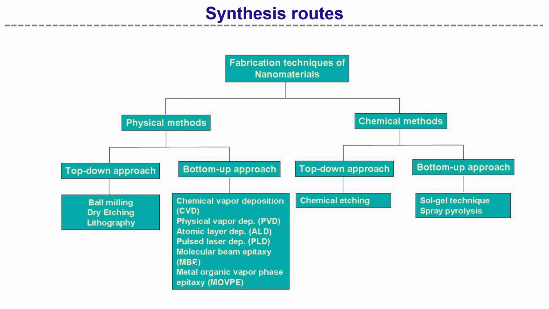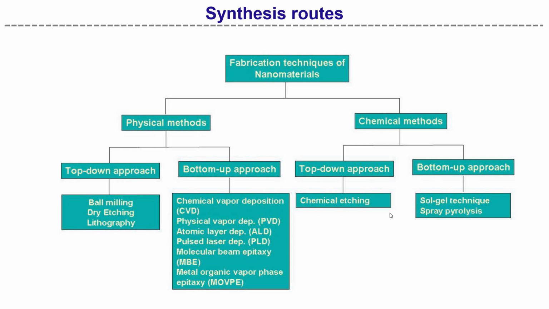Out of all these methods, we are going to focus on one method from the top-down approach, which is ball mill, and one method from the bottom-up approach, which is chemical vapor deposition. Now we will switch to the next title, which is the chemical method, under which also we have two approaches. One is the top-down approach and the other is the bottom-up approach.